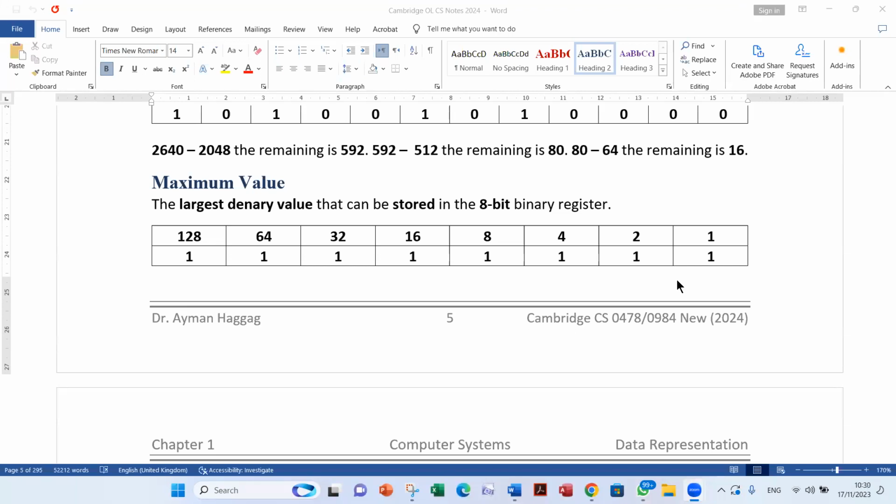Let us now discuss another point, the maximum value. What do you think would be the biggest denary number that may fit in an 8-bit binary register? A register is something we are going to study. A register is just like a storage location. So actually you have now 8 bits. We are just introducing the word register. It's okay, you're going to be dealing with it quite often. I would like you to find the largest denary value that can be stored in an 8-bit binary register.